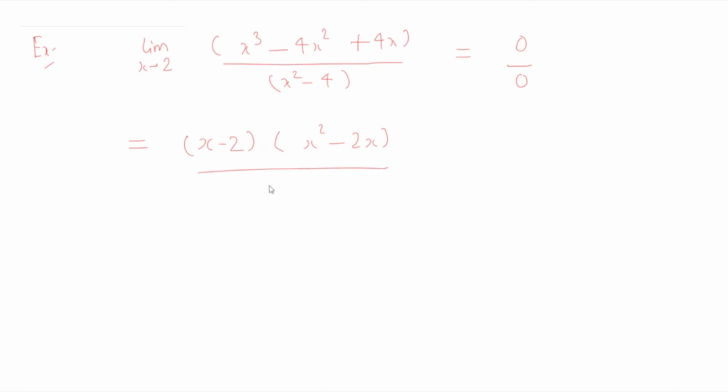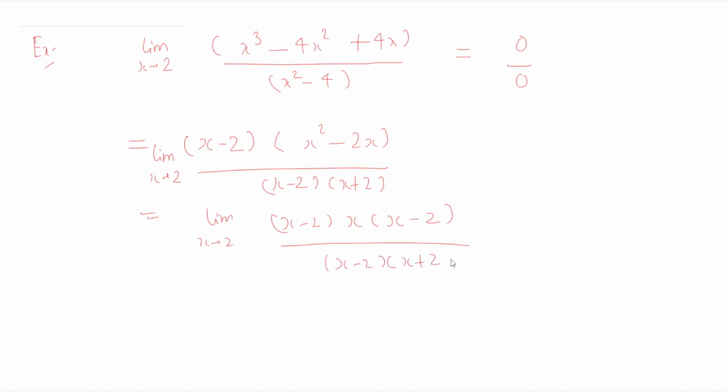And this x square minus 4 can be written as x minus 2 into x plus 2 by the identity a square minus b square, right? So this will be limit x approaches 2, and also this thing x square minus 2x can be split like x into x minus 2, if we take the factor x out of this. And this will be x minus 2 once again, right? So this will be x minus 2 and x plus 2.